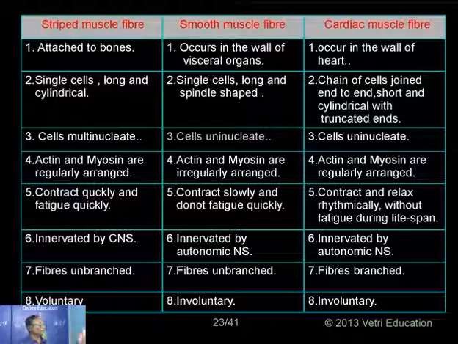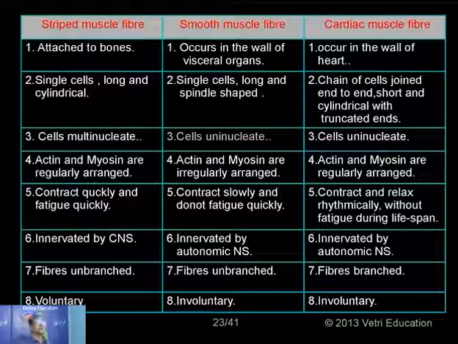Here cylindrical, that one is spindle shape. But here the cells actually show a chain, a chain of cells normally joined end to end. All the cells are normally short and cylindrical with truncated ends. The ends are branched, bifurcated.